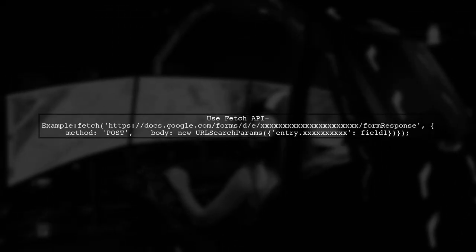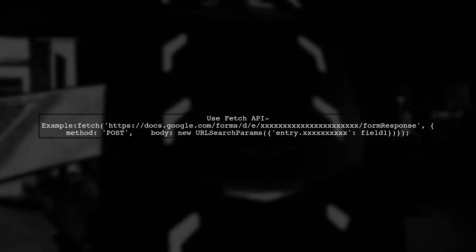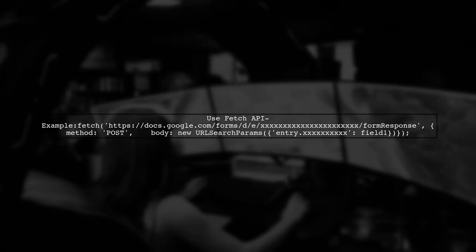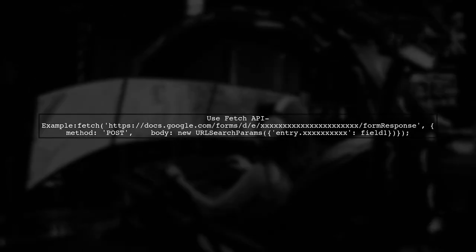Additionally, consider using the Fetch API instead of jQuery's AJAX. The Fetch API provides a more modern approach to making network requests and may help avoid some CORS issues.